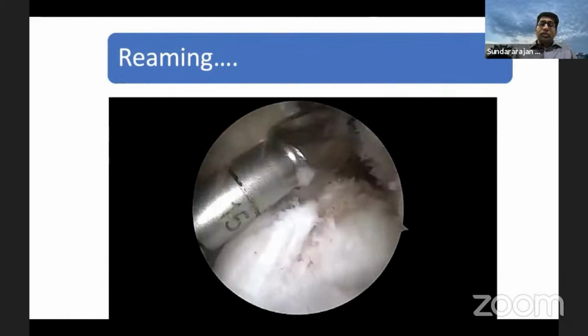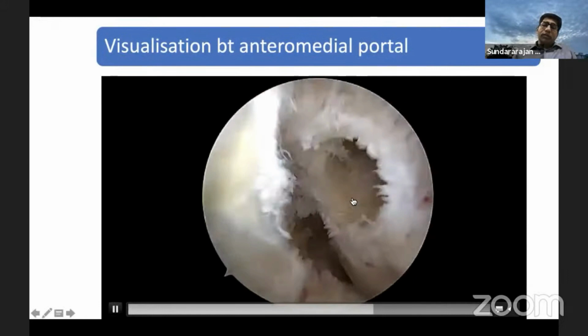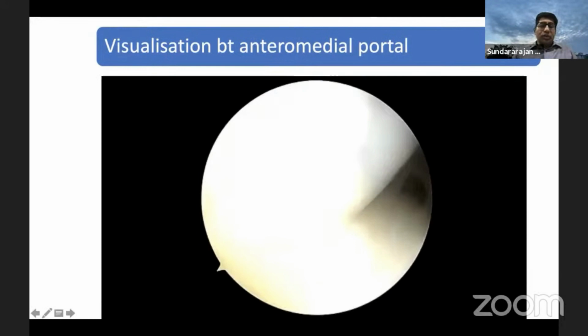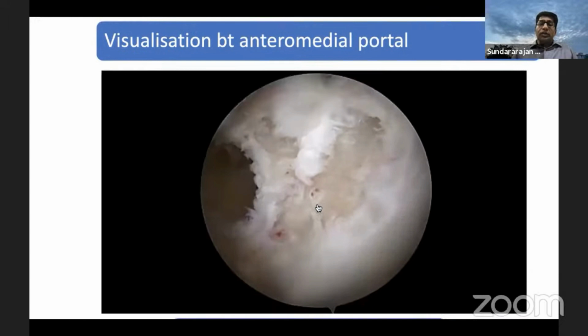Once you've done the reaming, you can see this is the tunnel you made. That entry point was looking a bit higher, but you can still see the footprint of both your anteromedial and posterolateral bundle. So it's still good enough to make that tunnel. If you have come too low, then it comes very anteriorly, and the chance of failure is very high. Here you have enough posterior rim, that is the anatomical point, which was visualized through the anteromedial portal.